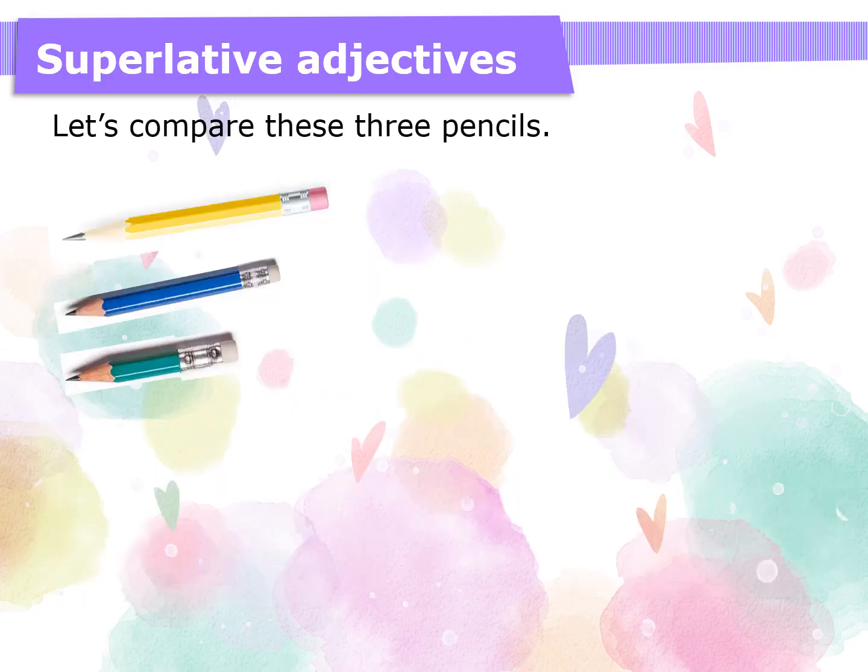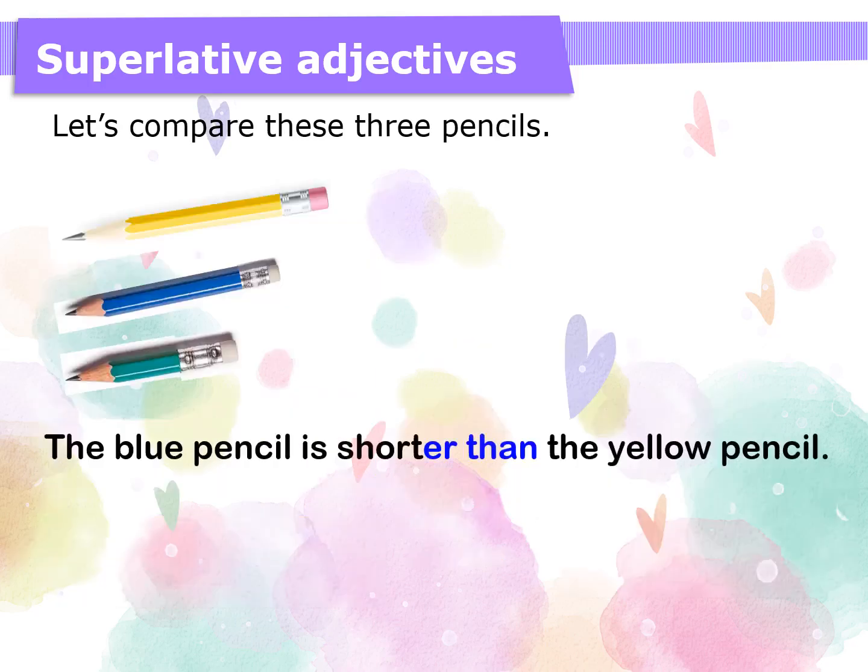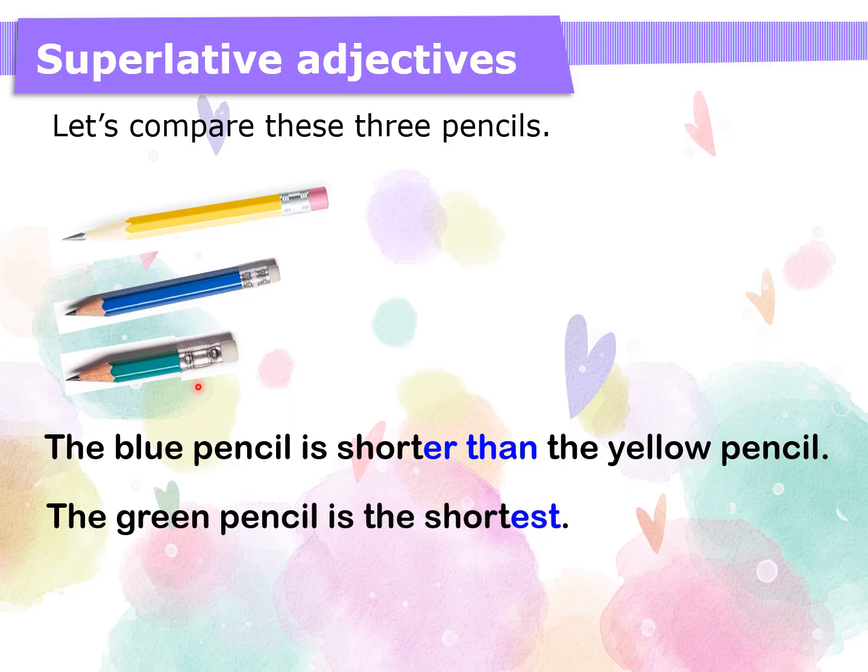Let's compare these three pencils. The blue pencil is shorter than the yellow pencil. The green pencil is the shortest.